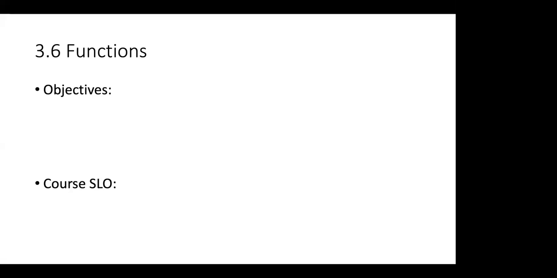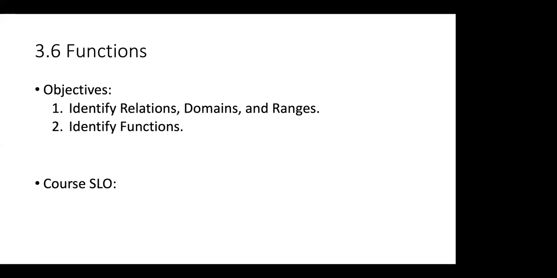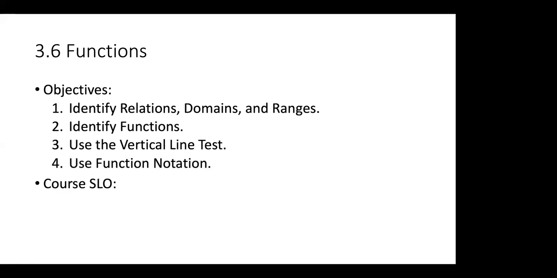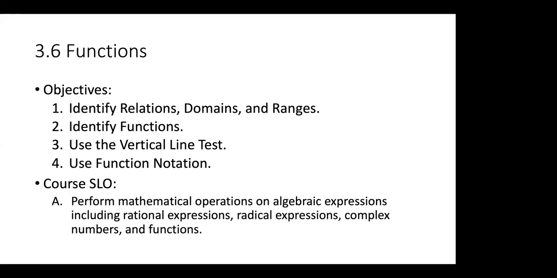We have reached the last section of Chapter 3, which is 3.6 on functions. In this section, we will identify relations, domains, and ranges, identify functions, use the vertical line test, and use function notation. And when I was looking for the SLO that had the best fit with this section, I decided it was SLO-A, which in this case is going to be performing mathematical operations on functions.